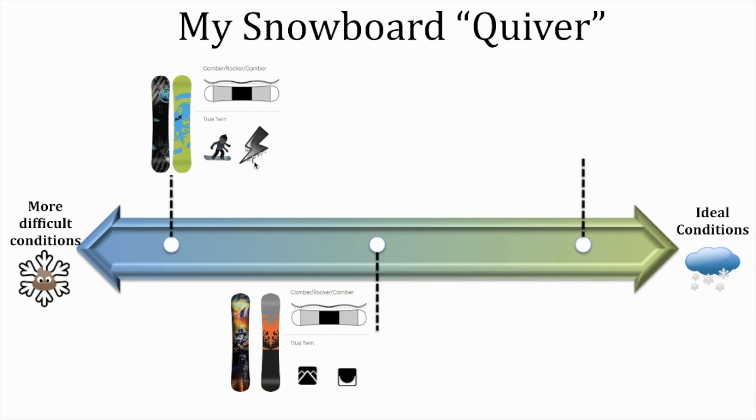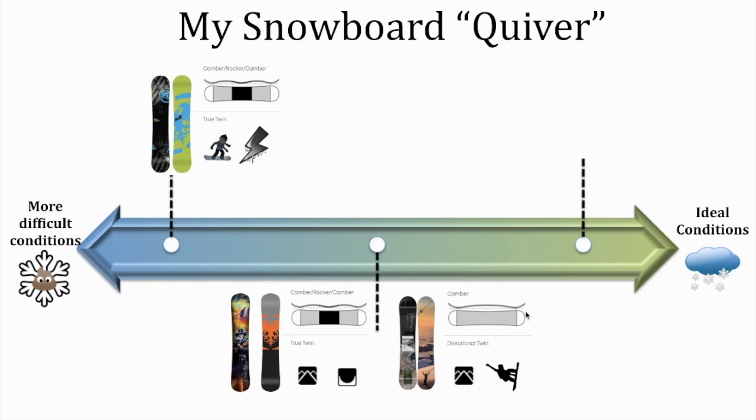But under different conditions or with a different goal, right? Let's say that I want to go out and go all over the mountain and throw a whole bunch of tricks and do things like that. Well, I'm going to pick a snowboard that's a little bit more aggressive, okay? And so as the conditions or the goal changes, so does my approach, the tool that I pull out of my quiver.